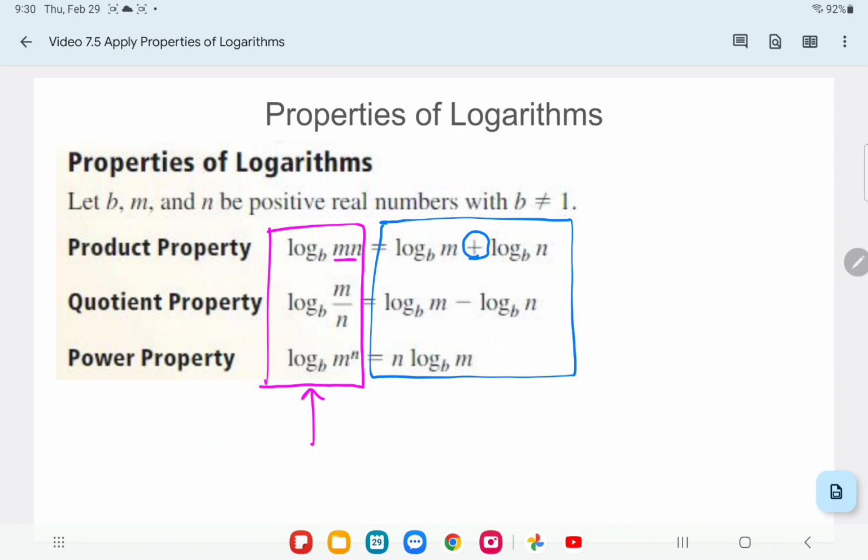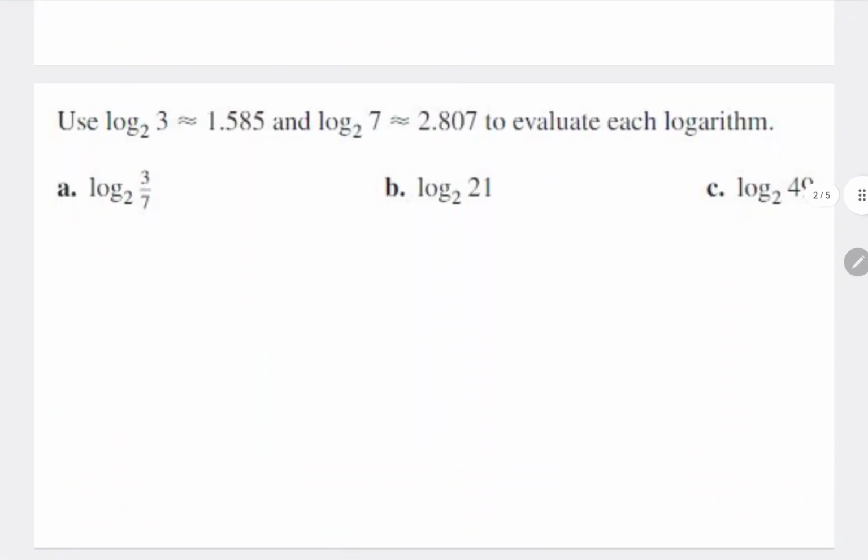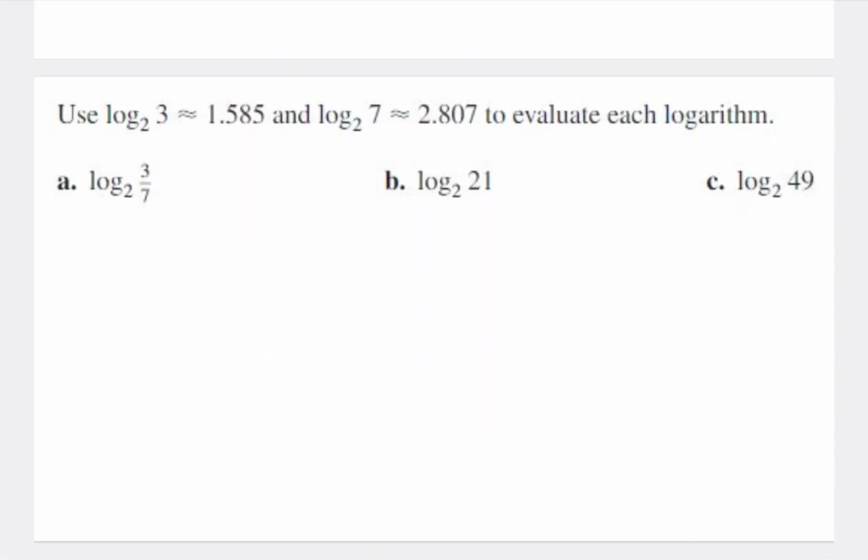When we're expanding with the quotient property, or division, when in the condensed version there was division, when we expand it, we're going to use subtraction. And then the power property says that if we've got an exponent going on, like this exponent of n, then we can rewrite that with it in front of the log and it means the same thing. So have these available. We're going to reference each of these properties with several examples.